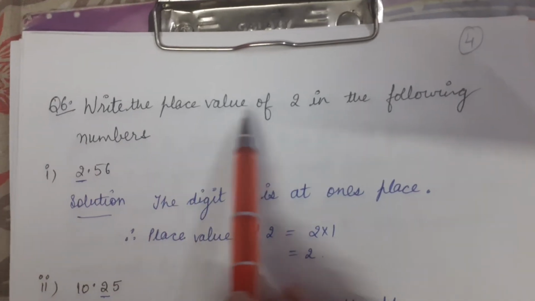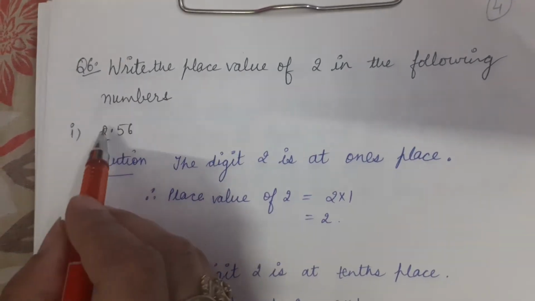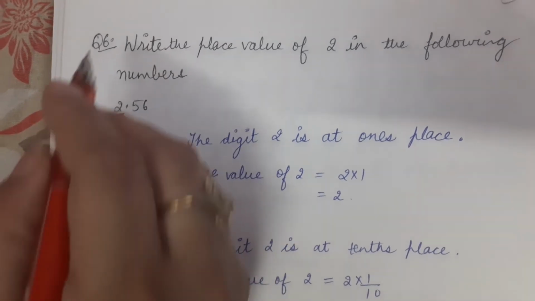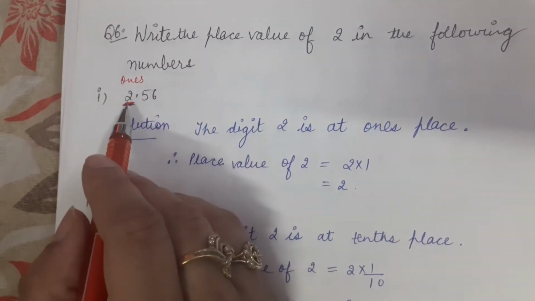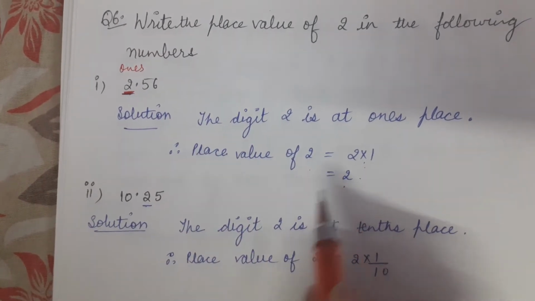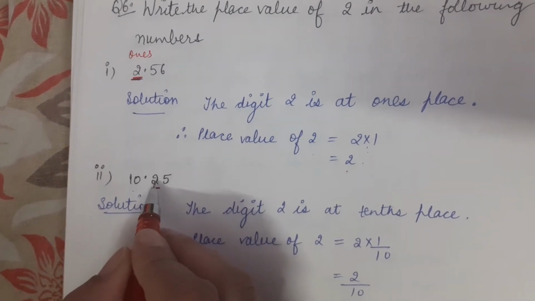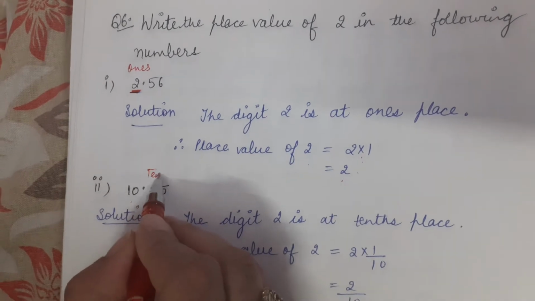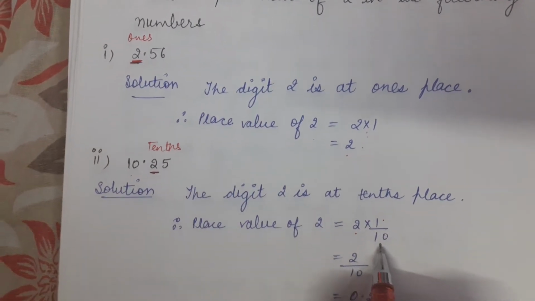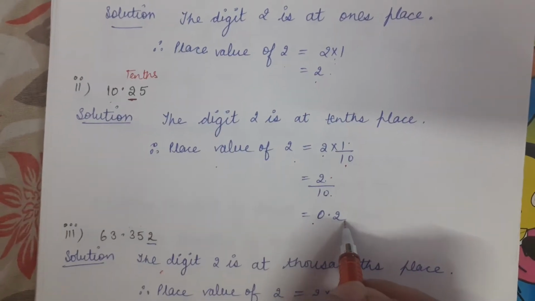Question number 6. Write the place value of 2 in the following numbers. That is 2.56. Now what is the place value of 2 here? We have to check what is the place here. It is ones place. So ones place means 2 multiplied by 1. The place value of 2 is 2 into 1 is 2. 10.25. So what is the place of 2 here? This is tenths place. So tenths place means 2 multiplied by 1 upon 10. So place value of 2 is 2 upon 10. 2 upon 10 we can write as 0.2.